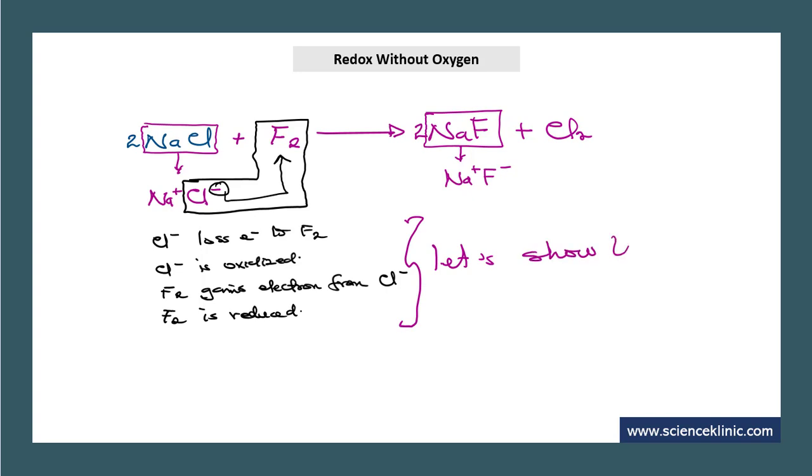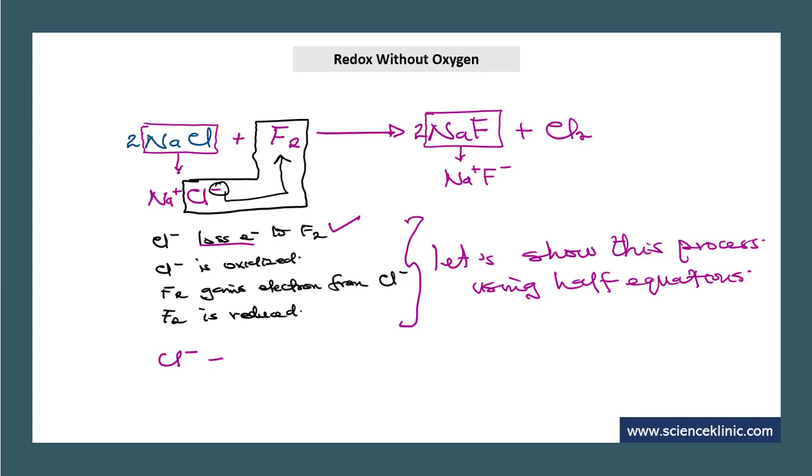So let's write the half equation for this reaction. It should be very easy now because it has been illustrated already. So we're going to have chloride ion loses 1 electron to fluorine molecule in order to form chlorine molecule. Because in chlorine molecule there are 2 atoms, we have to multiply everything by 2, and that is why we have 2Cl⁻ minus 2 electrons to give us Cl2, and this is oxidation.